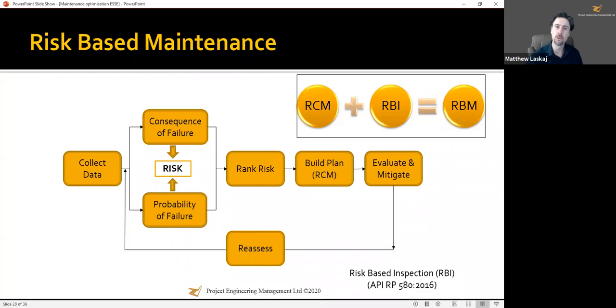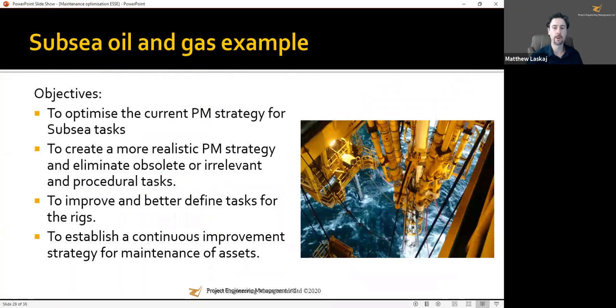Build your plan using the methodology of RCM. Now evaluate and mitigate the risk and the consequence. If we're not happy that the consequence and the risk are low enough, go back and reassess it. So it's a constant cycle, a continuous improvement cycle of managing risk. If you're not happy with the risk, go back using the reliability-centered maintenance methodology.